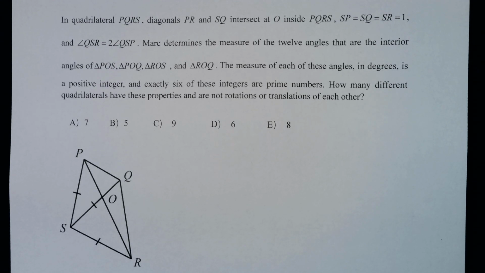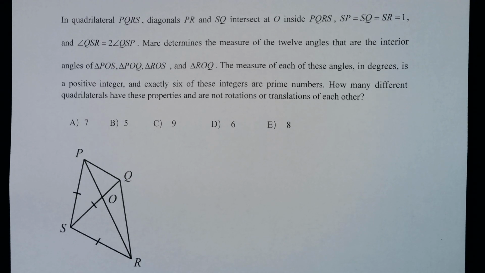Now, Mark determines the measure of the 12 angles that are the interior angles of triangle POS, triangle POQ, triangle ROS, and triangle ROQ, and the measure of each of these angles in degrees is a positive integer. Exactly 6 of these integers are prime numbers. So how many different quadrilaterals have these properties that are not rotations or translations of each other?